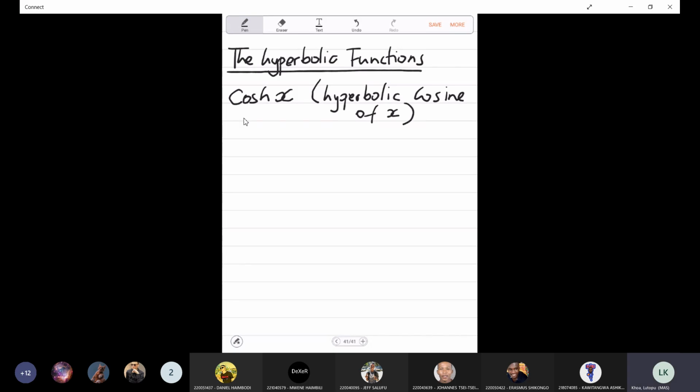So that's how we call it, the hyperbolic cosine of x. Now, what does hyperbolic cosine of x mean? This one, very simple. This is just e to the power of x plus e to the power of minus x divided by 2. So a short way of writing this fraction, e to the power of x plus e to the power of minus x divided by 2, we call this the hyperbolic cosine of x.